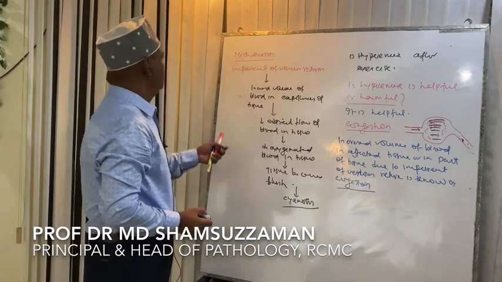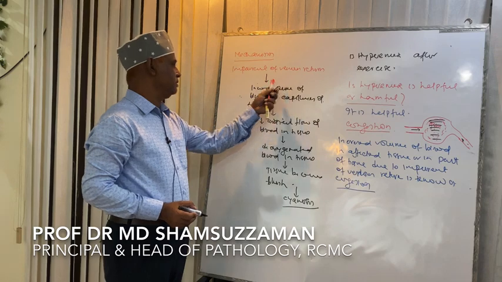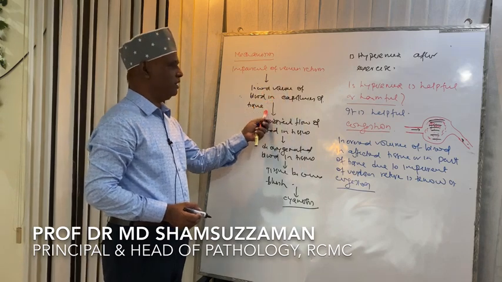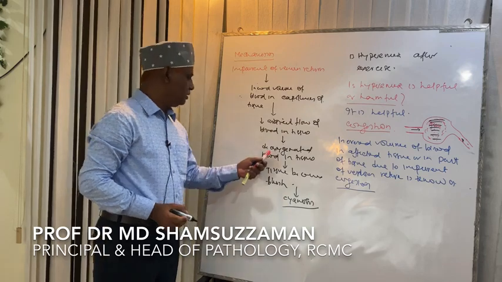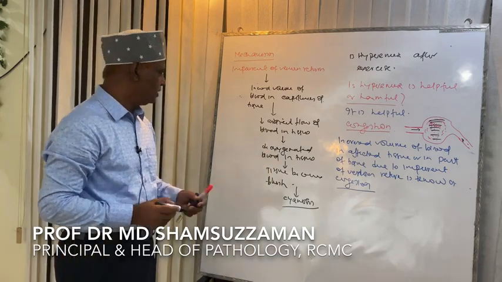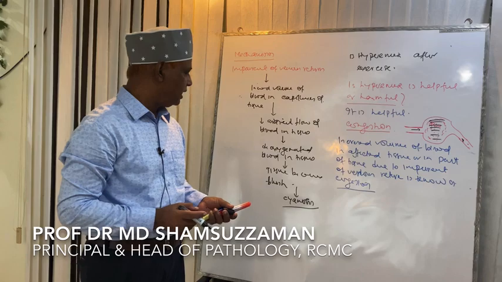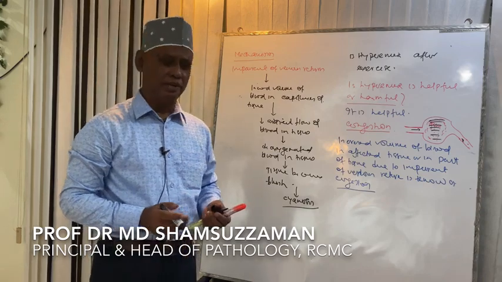So, first impairment of venous return, increased volume of blood in the capillary of the tissue, decreased arterial flow of blood in the tissue, deoxygenated blood in the tissue becomes bluish, and ultimately chance of cyanosis.